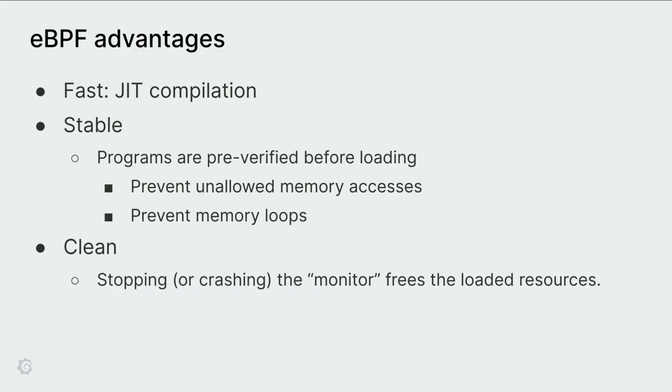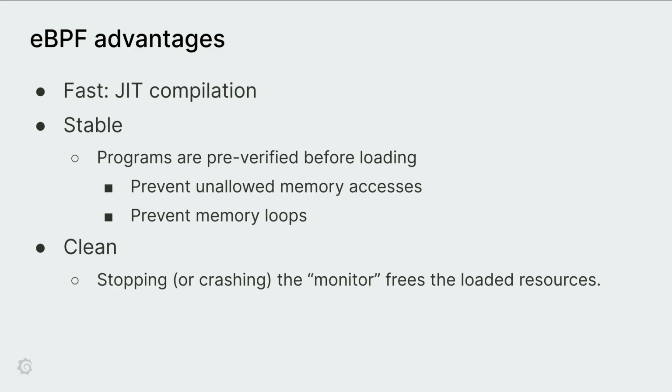First is fast. It's a pre-compiled binary with just-in-time compilation, so you will get near native performance. It is also stable. Programs are pre-verified before being loaded, so eBPF will prevent some unallowed memory accesses. It will even prevent infinite loops. Even if it's clear to you, sometimes it will complain even if there are no infinite loops. If it cannot really verify there's not an infinite loop in a given loop, then it will complain and won't let you run the program.